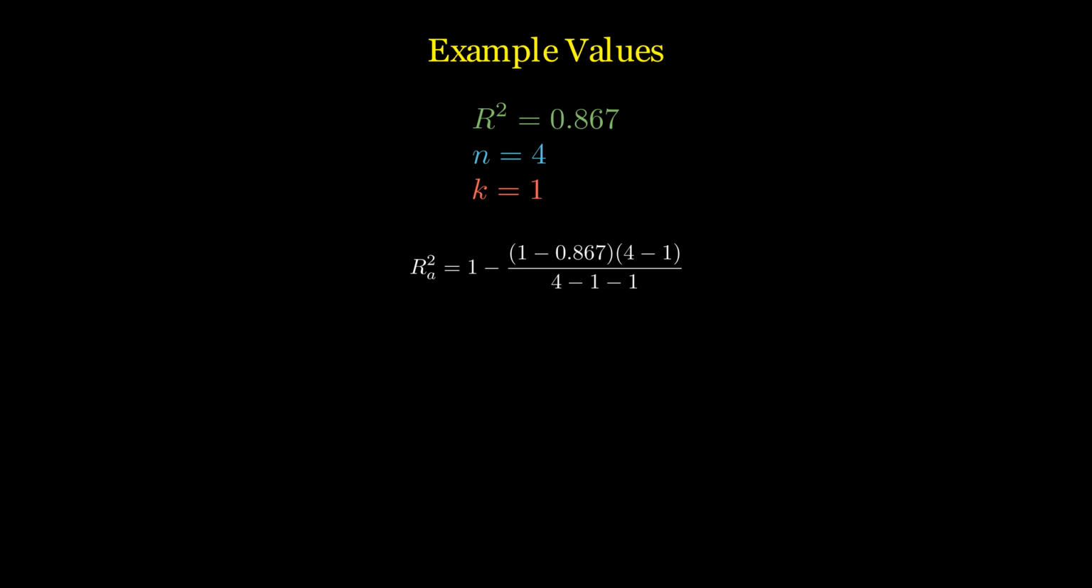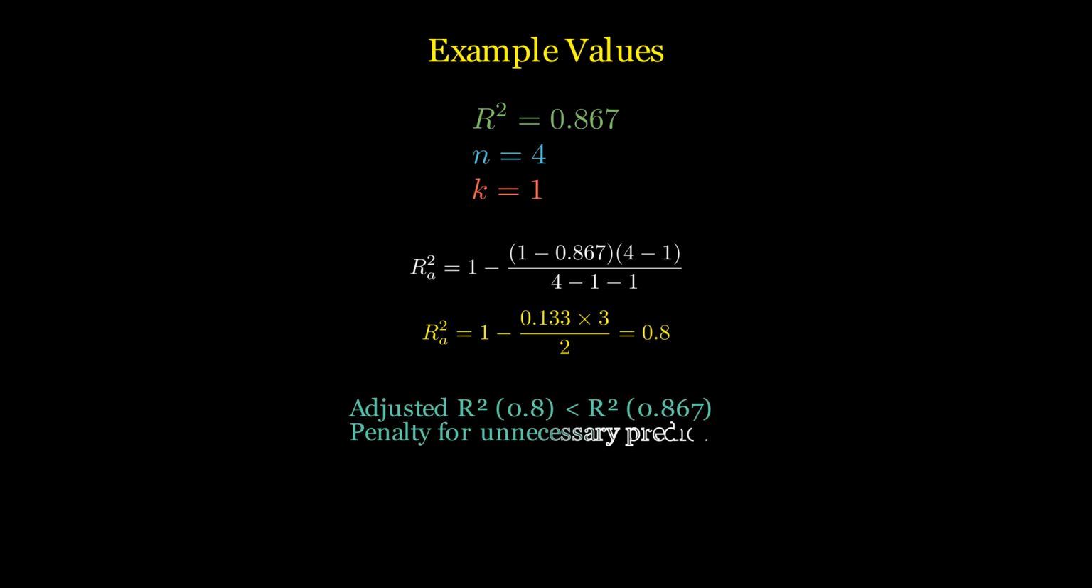Substituting these values into the adjusted R squared formula, we get. Simplifying the calculation, we get an adjusted R squared value of 0.8. Notice that adjusted R squared is slightly lower than the regular R squared. This is because it penalizes the addition of predictors that do not significantly improve the model.